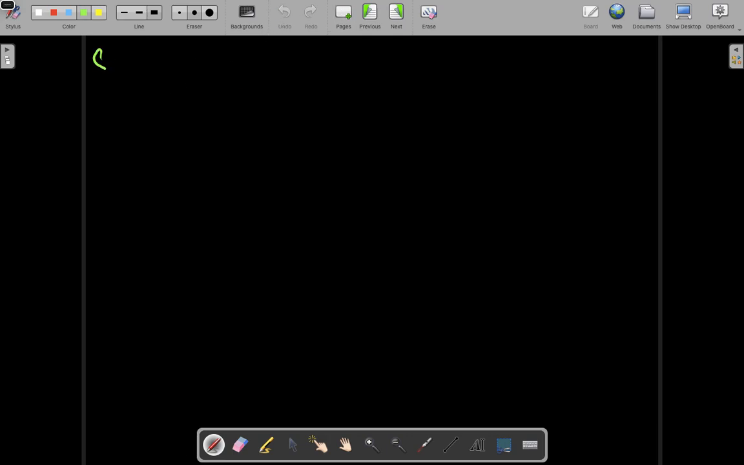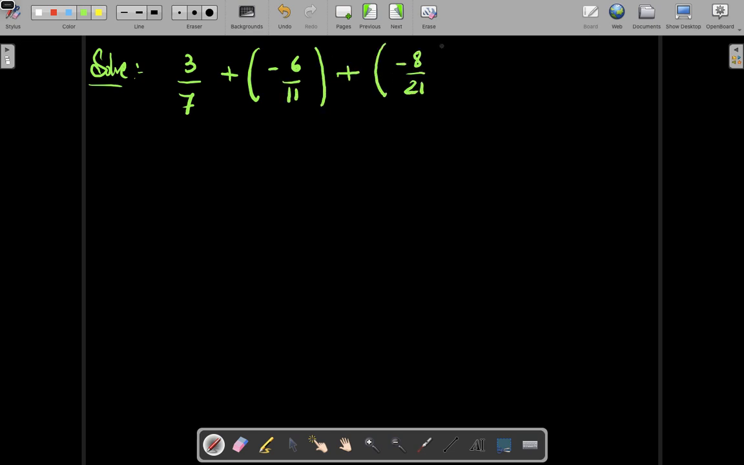Next, let's move on to one more question. 3 over 7 plus minus 6 over 11 plus minus 8 over 21 plus 5 over 22. First, as you can see, there is different denominator. Let me take the LCM.